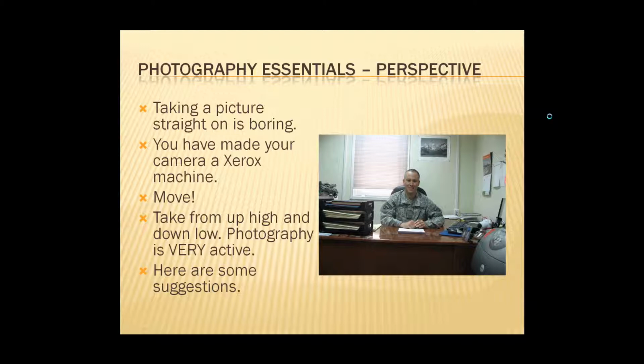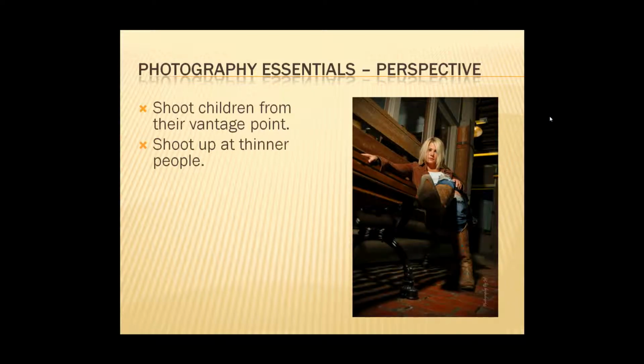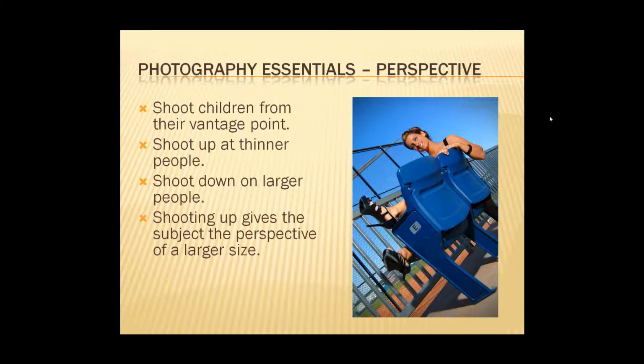Perspective. Taking a picture straight on is boring, obviously, by this example. You have made your camera a Xerox machine. Get up and move. Move around. Take a perspective on the picture. Take from up high and down low. Photography is very active. Here are some suggestions. Shoot children from their vantage point, not from the top down. Shoot up at thinner people. This gives them the feeling of being a little bit wider and gives them a little more meat. Shoot down on larger people. This gives them the feeling of being smaller. Shooting up gives the subject the perspective of a larger size, and shooting down diminishes the subject.